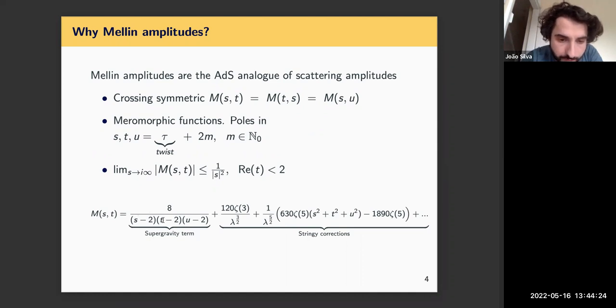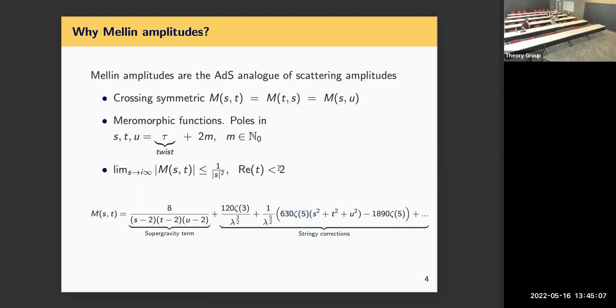There's a contribution to it coming from the supergravity Lagrangian, and for this reason the Mellin amplitude has this pole. And then there are stringy corrections, which are corrections in 1 over lambda. In general, these stringy corrections are not known, and so our goal is to study them. I just wrote in here the first 2 stringy corrections which are known. The first one is this 120 zeta 3, and the next one is this 630 zeta 5 times this polynomial, etc. The next one is also known, but afterwards people don't know them. So our goal is to calculate these string corrections. Any questions on this, please?